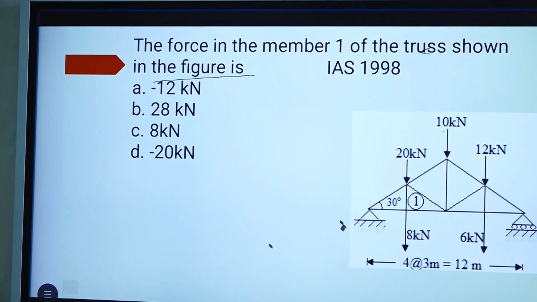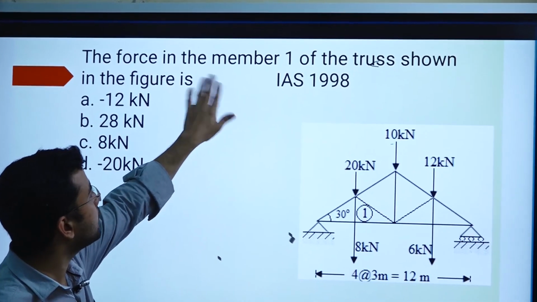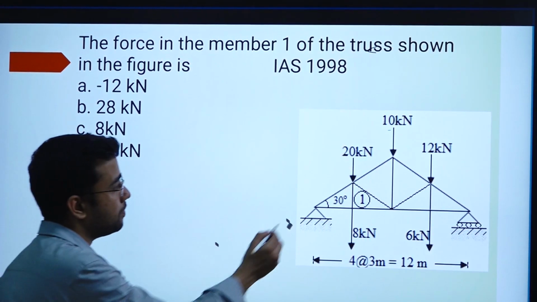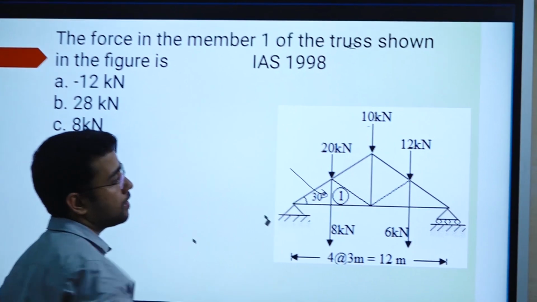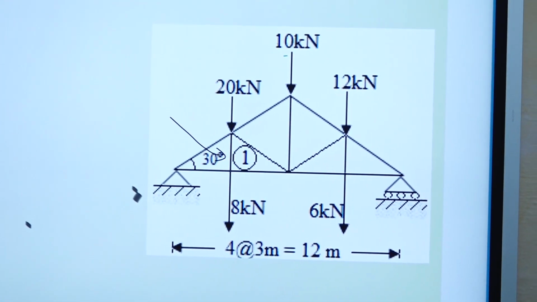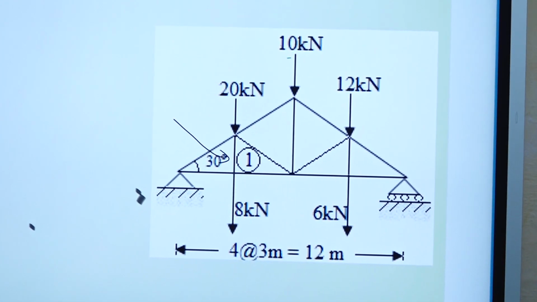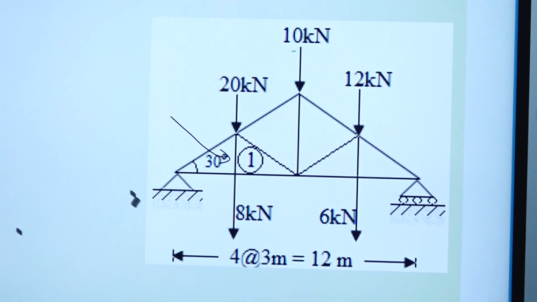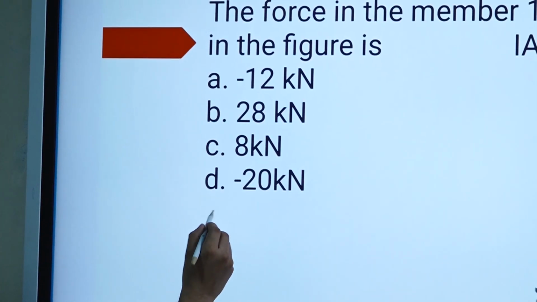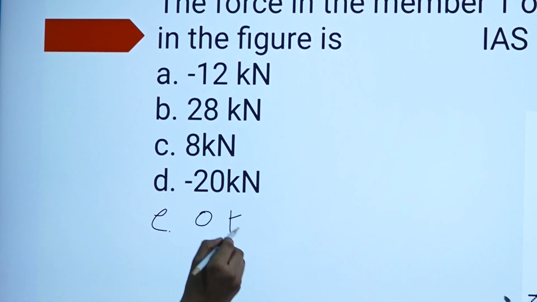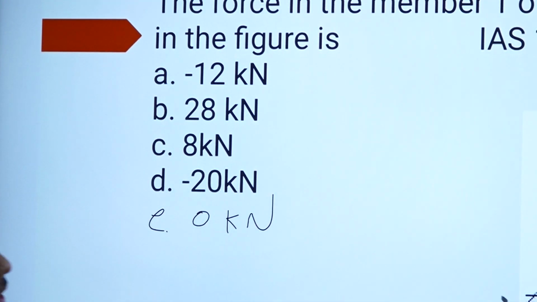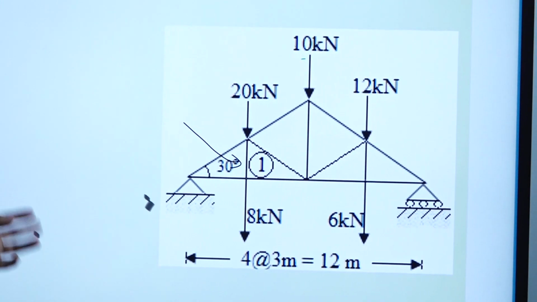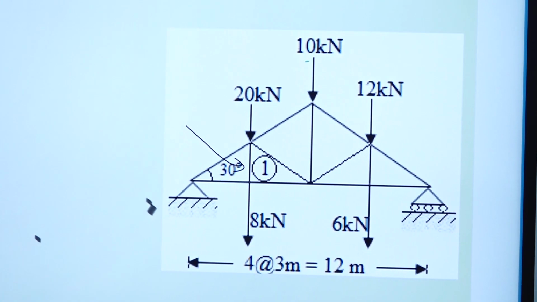Now we will solve one problem. That is IAS 1998, the same problem came. And what they are asking is the force in this member. If you mugged up that previous special case and make a mistake, you will directly write that the force in this section will be 0. Suppose there is a fifth option, 0 kilonewton. That is the mistake you will make. But in this case, you have to apply special case 2 in the proper manner.